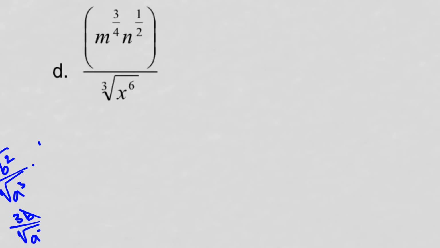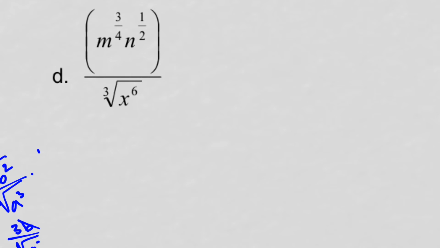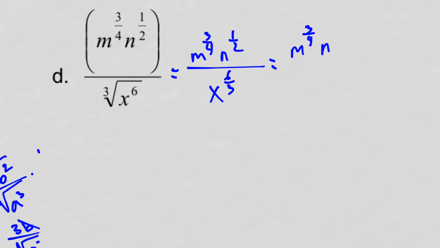All right, D. I have m to the 3/4 n to the 1 half in the numerator, and then the third root of x to the 6th in the denominator. I am going to, let's see, leave this one alone. And in the denominator, x to the 6/3, right? Which is m to the 3/4 n to the 1 half over x squared.